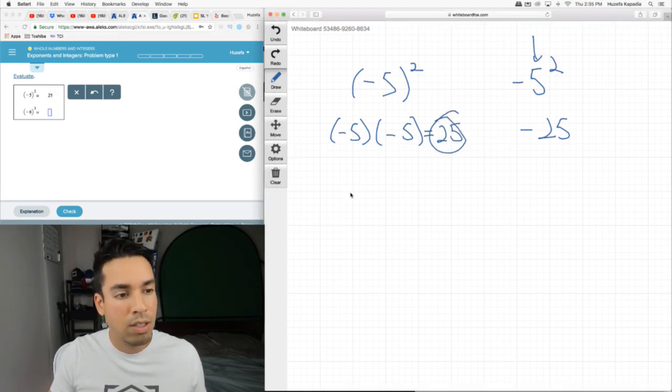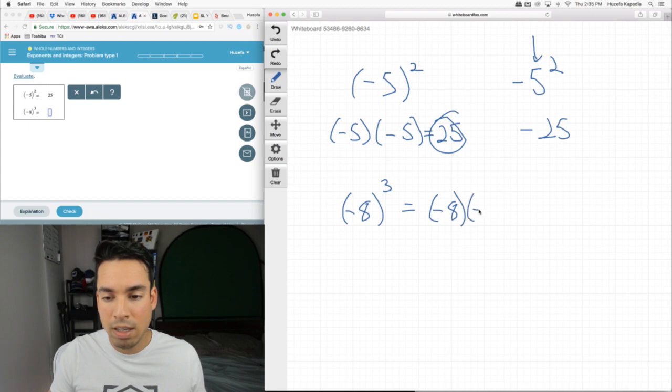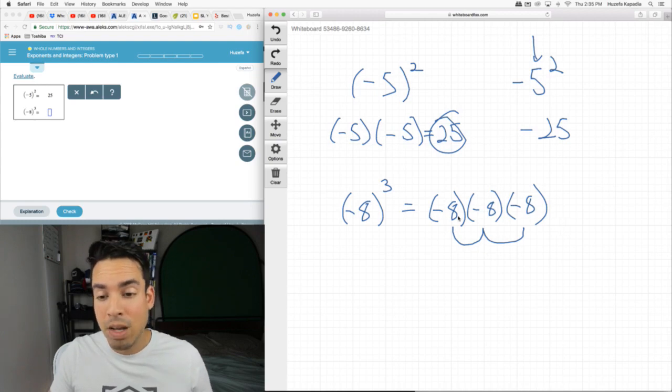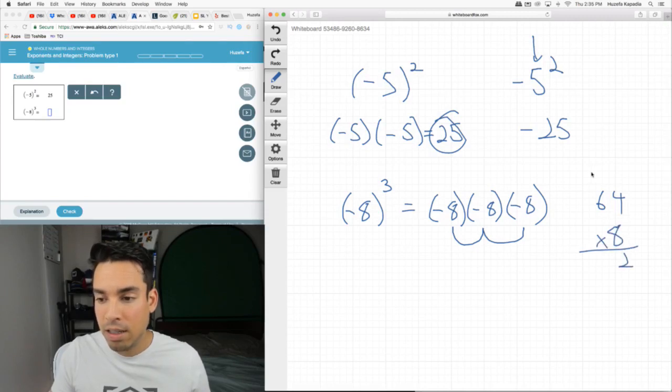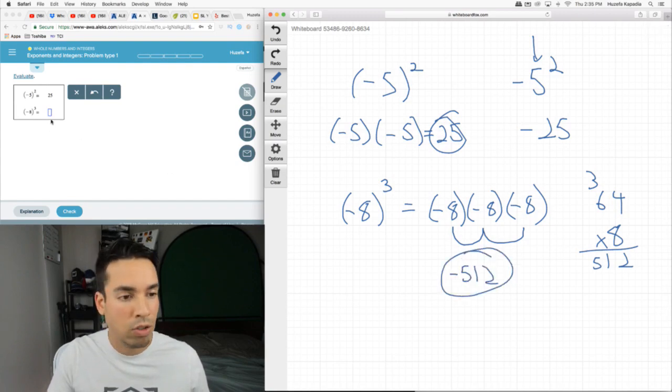And then what about this one down here, a -8 cubed? This is that entire quantity, -8 times -8 times -8, so 3 times. So we got a negative times a negative, which becomes a positive, but then there's another negative in the mix, which will turn everything back to a negative. Now we just have to do the arithmetic. So what's 8 times 8 is 64, times 8 again is 512. So the answer is -512.